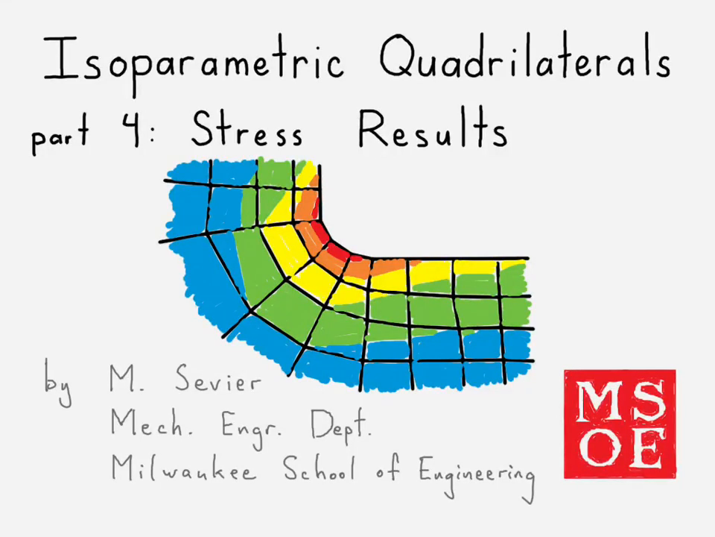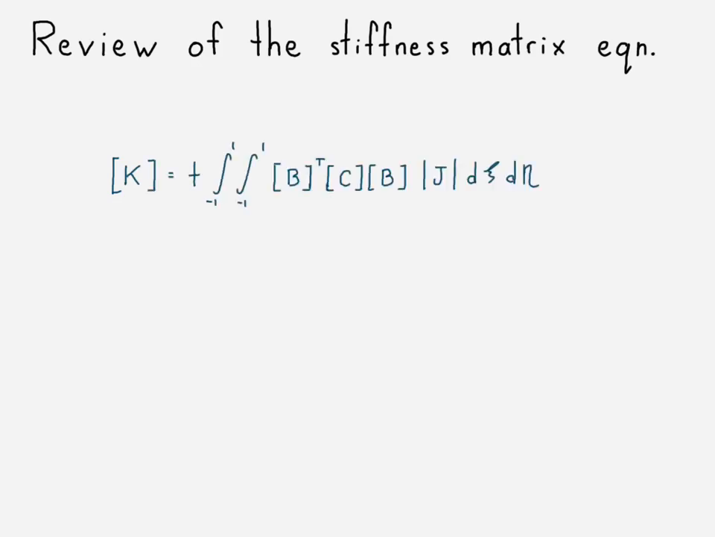All right, we're going to take a look at the fourth video in our series on isoparametric quadrilateral elements, where we take a look at how the stress results come about. All right, so first we're going to go ahead and review the stiffness matrix equation. There it is. We might remember this from the last 3 videos or so.